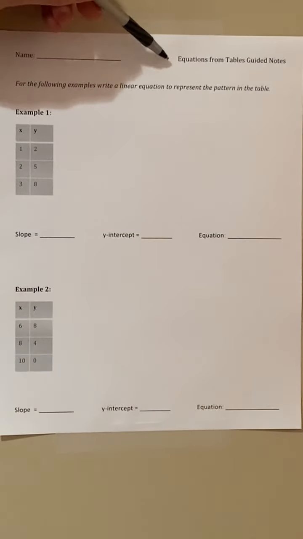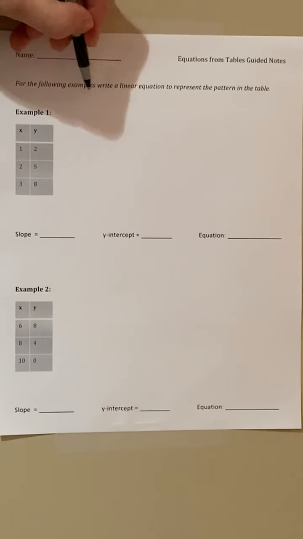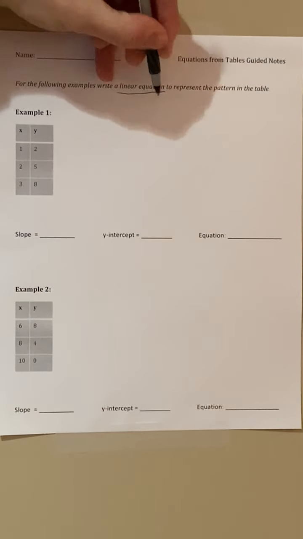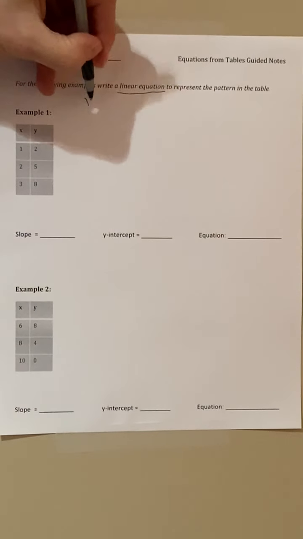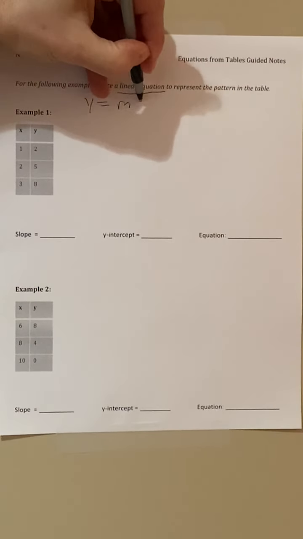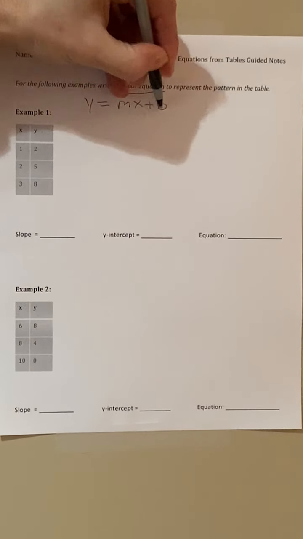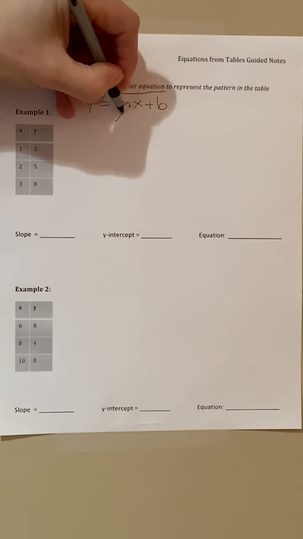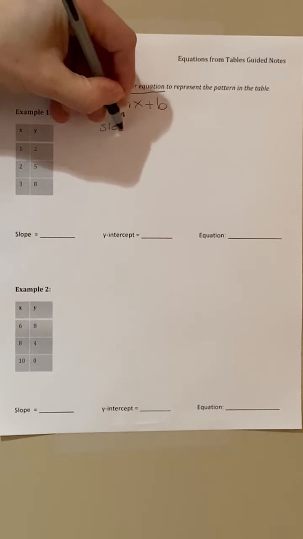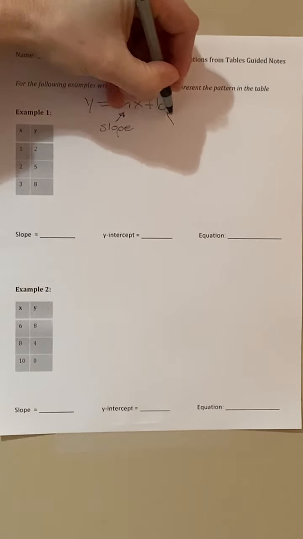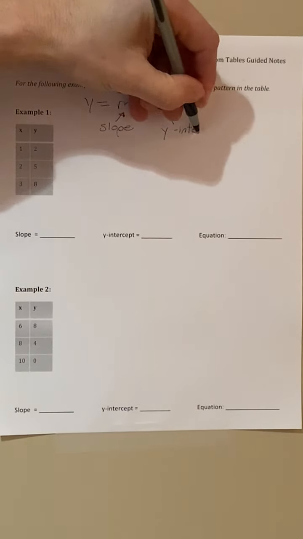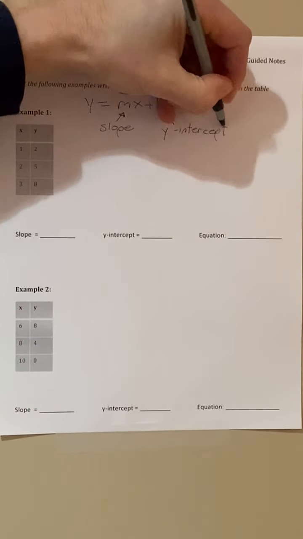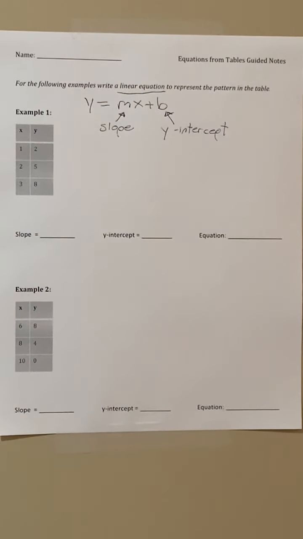So, finding equations from tables. It says here, write a linear equation to represent the pattern on the table. Now, let's recall that all linear equations have the form y equals mx plus b. You learned this earlier in the year, where m is the slope, that's the rate of change on our graph, and b is the y-intercept. You may recall the y-intercept is where my graph crosses the y-axis.